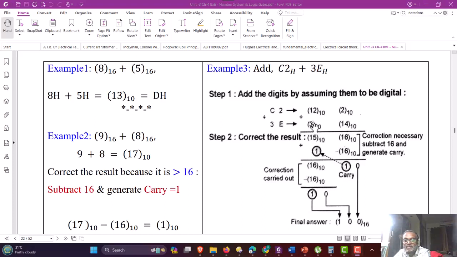So in the next column, 12 plus 3 is 15, plus 1 is 16. Again 16 is greater than the last number in the hexadecimal system, that is 15, and therefore we have to make the correction by subtracting 16 from it. 16 minus 16, the result is 0 and a carry will be generated, and then we take the carry as MSB and the partial additions as they are. So 100 will be the answer of adding these two hexadecimal numbers.